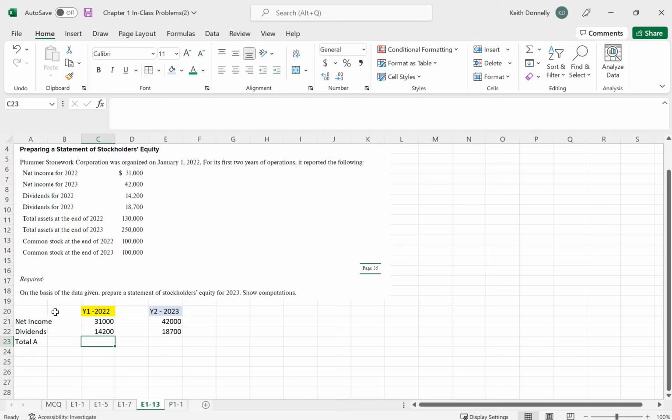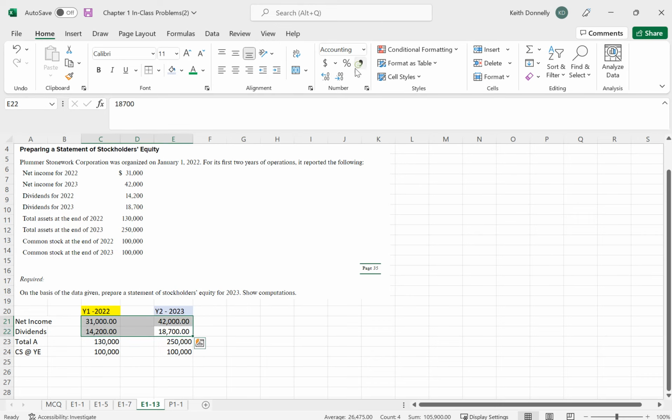And we had our total assets of 130 and 250. And then we had our common stock at the end of the year. So I'll just put common stock at year end of 100 and 100. And then let me add some commas to these just so we can read them better.